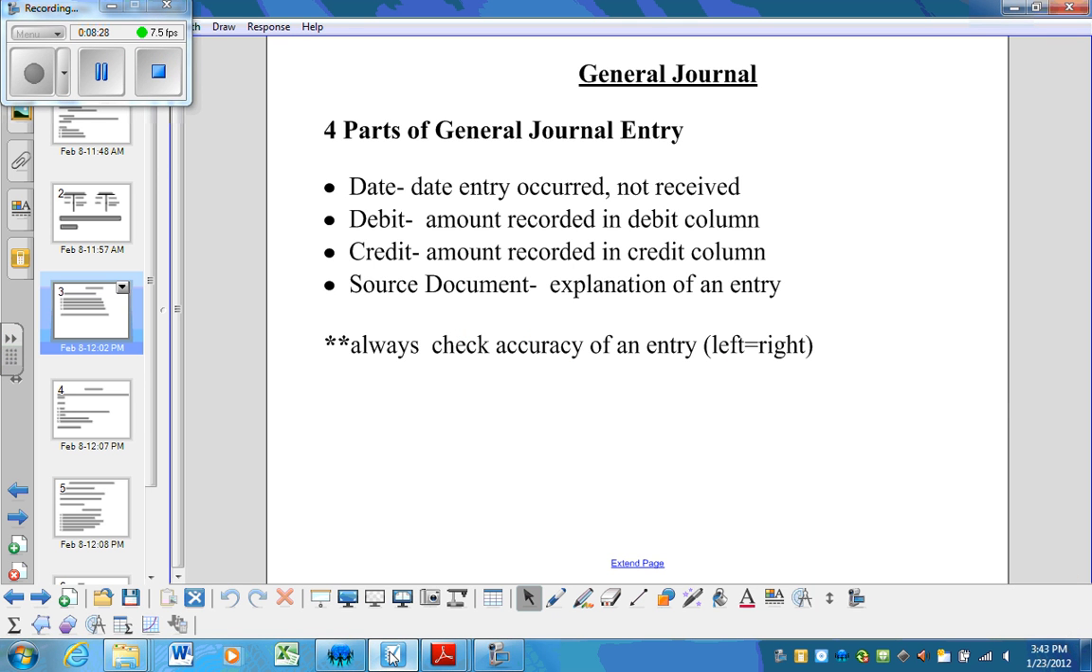Okay, so you'll see here, and you can see these notes, you should maybe write them down as well. You have general journal of 4 parts. You have the date, the debit, the credit, and the source document. It says here, always check accuracy of an entry, make sure the left side equals the right side. You can do that to make sure you're right, but you don't have to total anything.